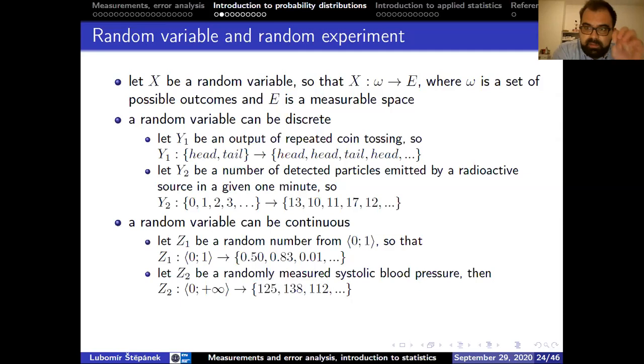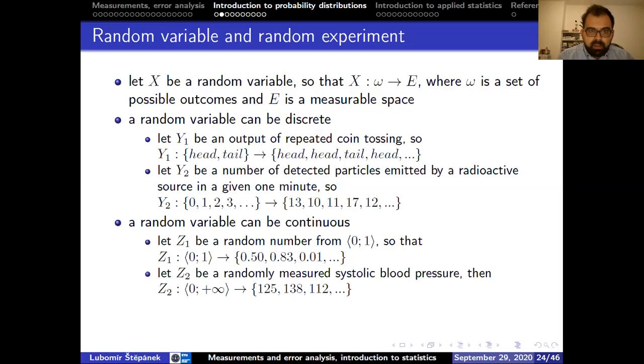Okay, so let capital X be a random variable, and we are interested in some notation. The notation is not so important, but we know that the random variable could have some possible outcomes. If I do a random experiment, it could be realized, so I get a sequence of realizations. But let's take a look at the examples. A random variable could be discrete. It means that if I have Y1, which is the output of repeated coin tossing, my possible outcomes are only head or tail. Only these two possible outcomes. If I do the random experiment four or more times, I can get head, then tail, then head, and so on. So this is just a random sequence given by repeating the random experiment based on this random variable.